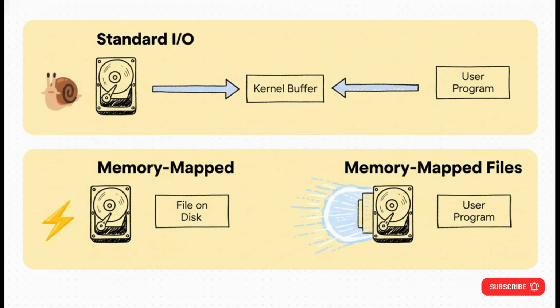With memory mapping, the OS does something brilliant. It maps the file on your disk directly into your program's virtual address space. Suddenly, the entire file looks like it's just a big array sitting in memory. When you try to access a part of that array, the OS uses demand paging to automatically load just that piece of the file from the disk. It is incredibly fast and efficient.